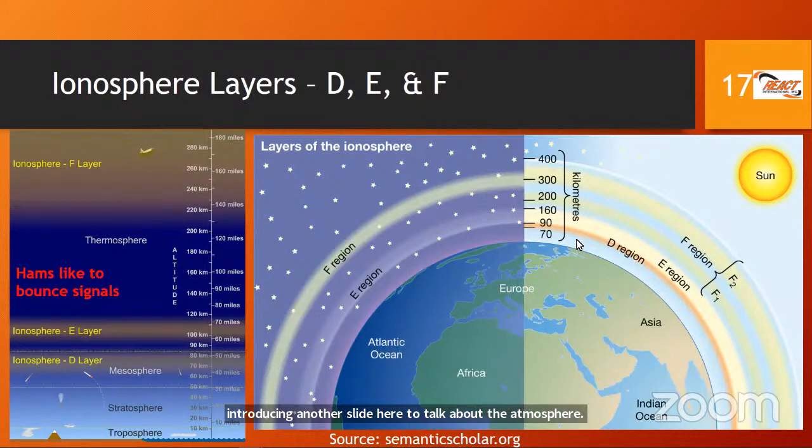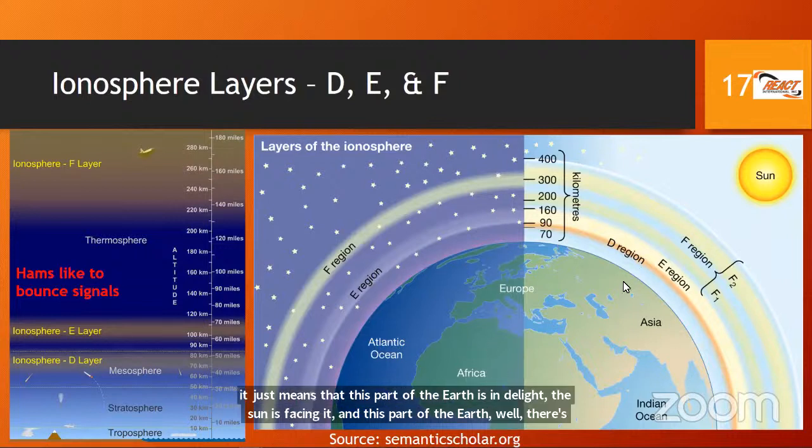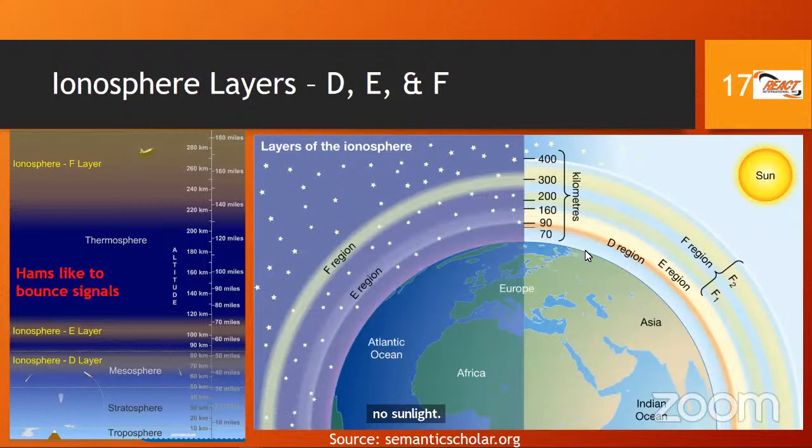So if we were to imagine this being the Earth, and just by the way, you're probably wondering how come there are two sides to the Earth? Well, it just means that this part of the Earth is in daylight, the sun is facing it, and this part of the Earth, well, there's no sunlight, right? So this is the Earth here. And if we were to look above the Earth into the sky, what we call the atmosphere, we will see that there are different layers.